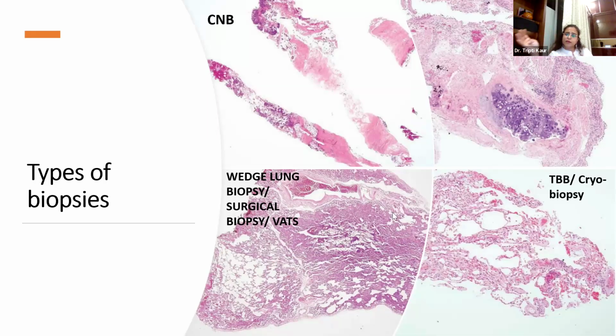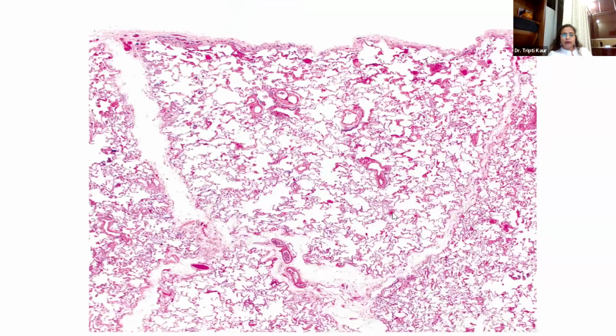And the fourth is a TBB or a cryobiopsy. TBB is usually smaller than a cryobiopsy. With TBB, we get a lesser number of alveolar spaces as compared to a cryobiopsy. These days, the clinicians are preferring cryobiopsy for an interstitial lung disease and not a TBB. But having said that, the wedge lung biopsy or the VATS guided biopsy remains the gold standard for an interstitial lung disease.